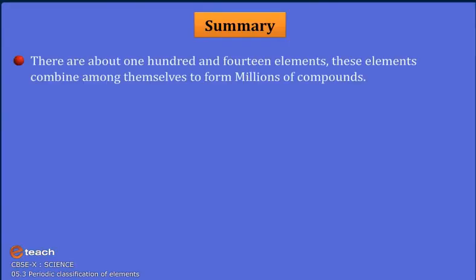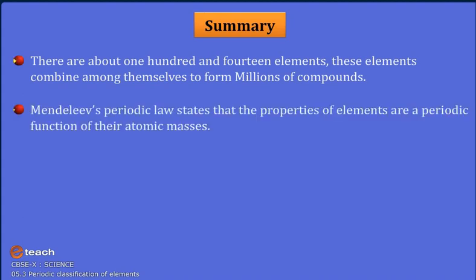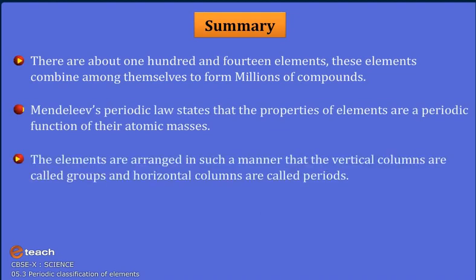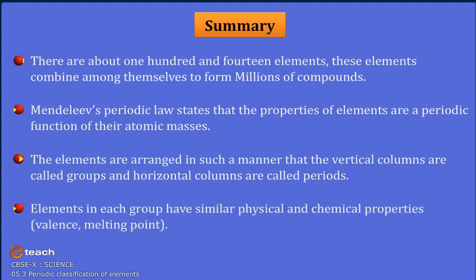Summary. There are about 114 elements. These elements combine among themselves to form millions of compounds. Mendeleev's periodic law states that properties of elements are a periodic function of their atomic masses. The elements are arranged in such a manner that the vertical columns are called groups and horizontal columns are called periods. Elements in each group have similar physical and chemical properties.